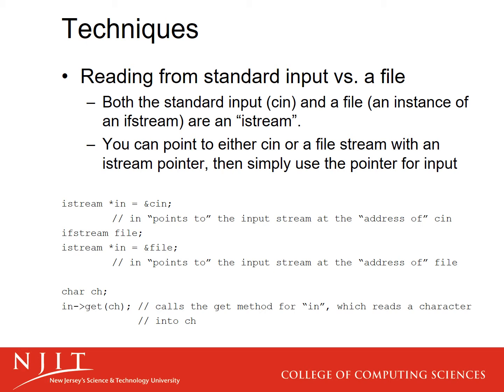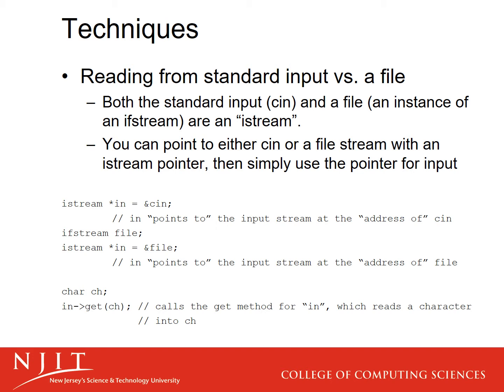I show you this here using something called pointers. We'll get to that in detail in future lectures, but for the moment, what are we talking about here? istream star in equals ampersand cin. What does that say? Well, in is a variable. It's a variable of type istream star, which means pointer to istream. Cin, well, we know what that is. Cin is the standard input stream. So what is ampersand cin? It's the address of cin. So what I'm saying in that line is, in is a pointer to istream. Make the pointer point to cin by initializing it with the address of cin.